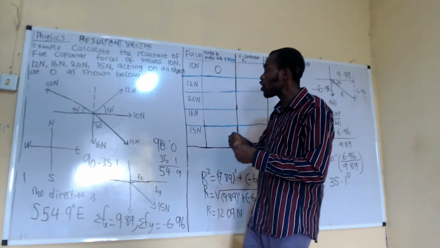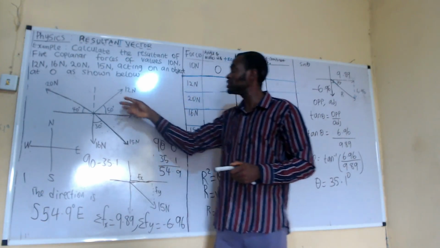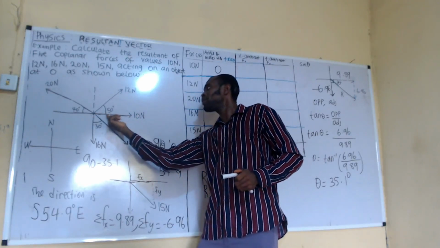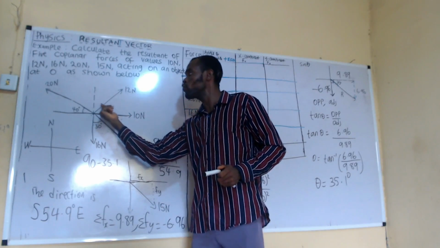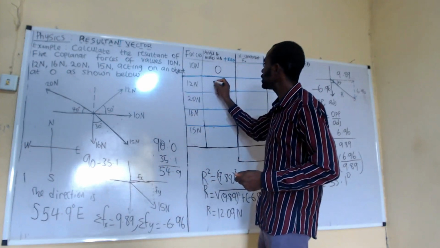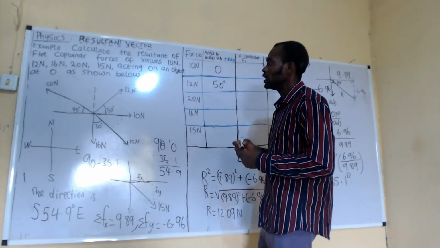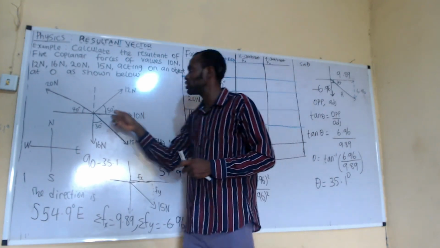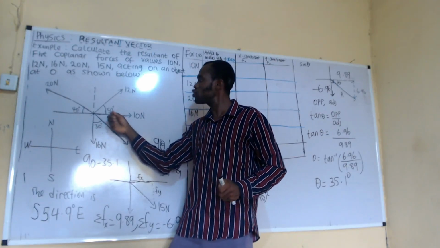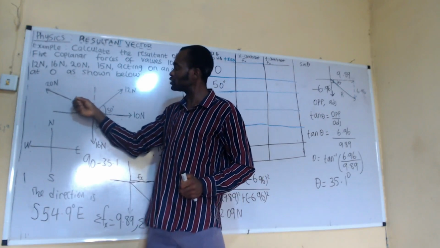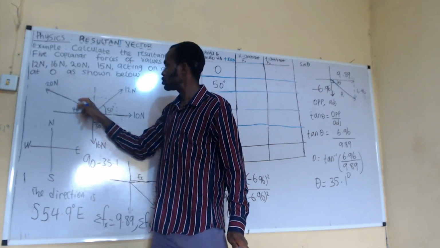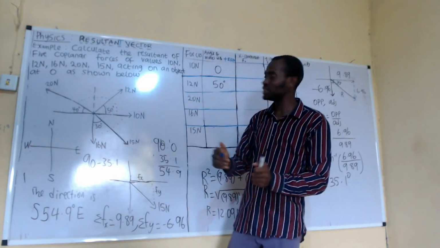Now, for the second vector, which is 12 Newton, the angle it is making with the positive x-axis, you are counting your angle from this positive x-axis, you move till you get to this vector, which is 50 degree. Now the next vector is 20 Newton. So you will start measuring your angle from the positive x-axis and you move till you get to this point. That is from here. So that's how we are measuring our angle now.